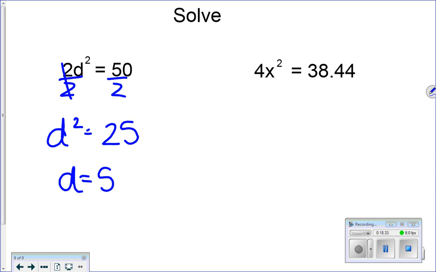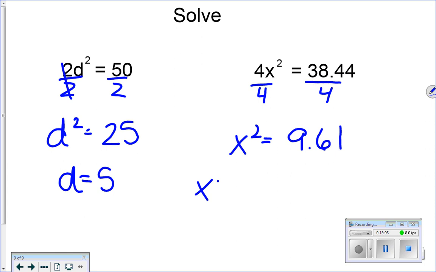So let's do this one over here. So 4x squared equals 38.44. First thing I'm going to do, divide by 4. Let's divide by 4. I think I get x squared equals 9.61, I believe. So 9.61, perfect square, not even close. So on your calculator, do your square root, 6.91. Some of you have to put in the number first, some of you have to put it second. And your x should be 3.1. And that's all. It is easy enough.